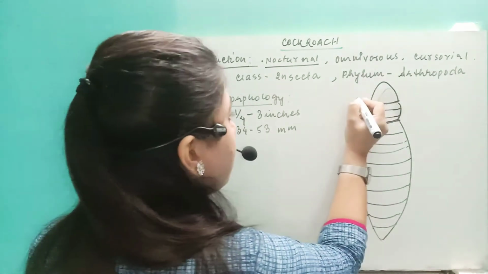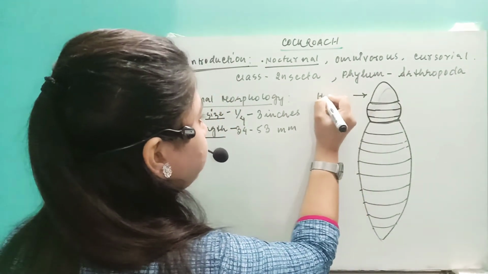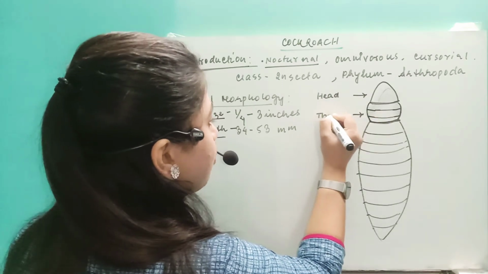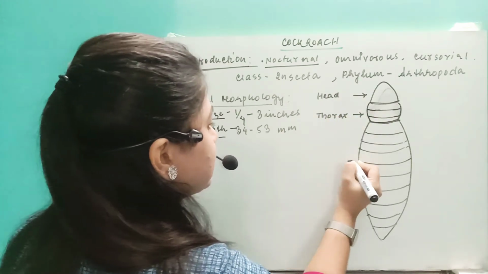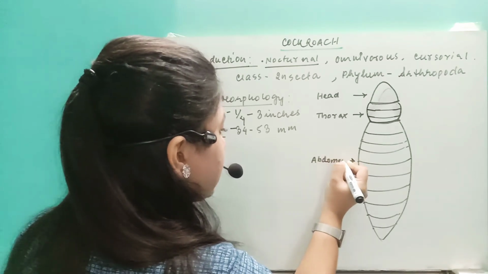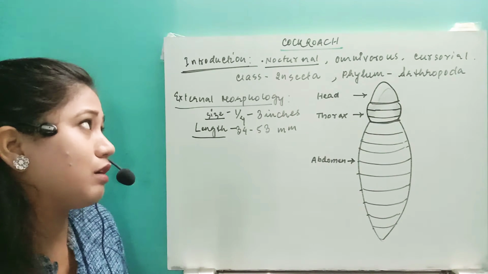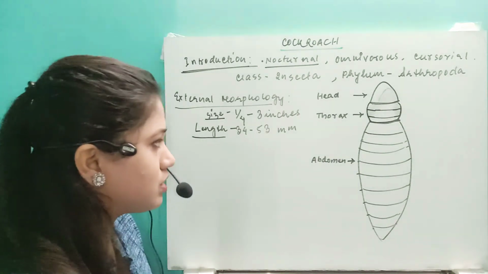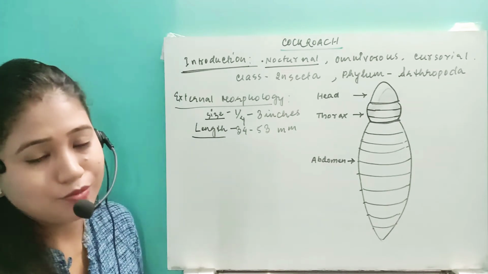What are they? First part, this is the head, right? Second, this part, this is the thorax. And this part, this is the abdomen. Okay, so in case of this cockroach, their body is divisible into 3 parts. What are they? Head, thorax and abdomen.